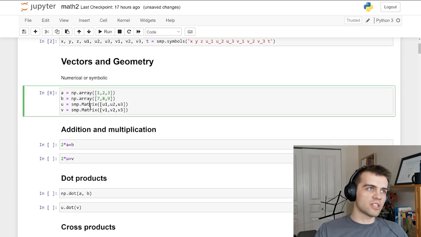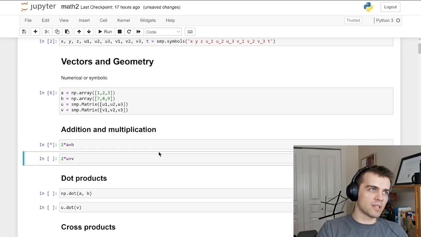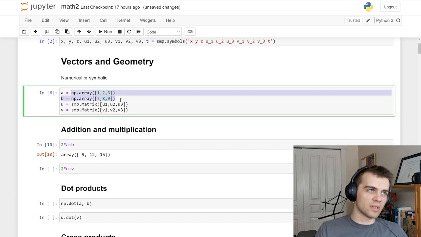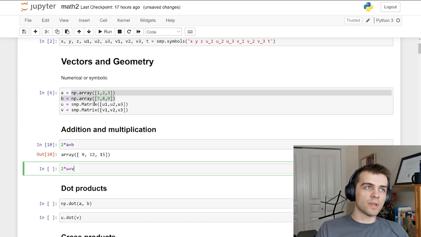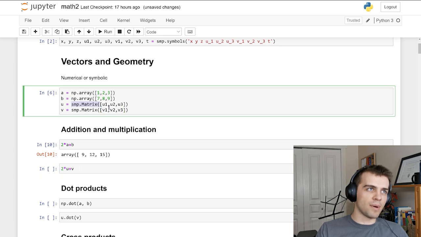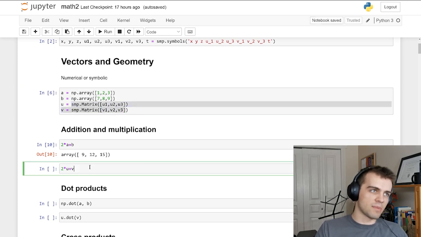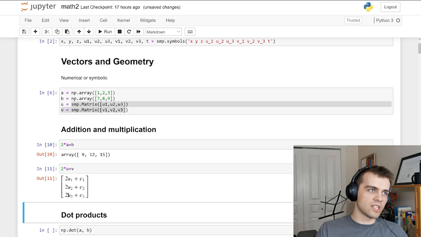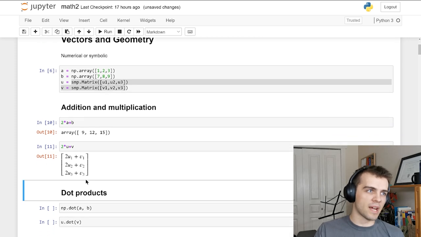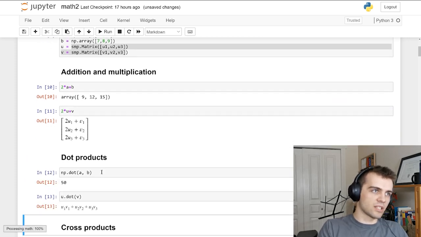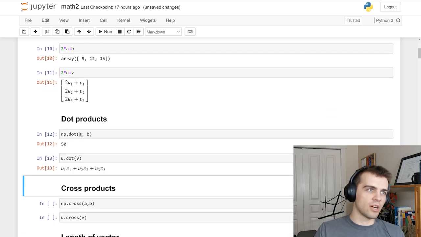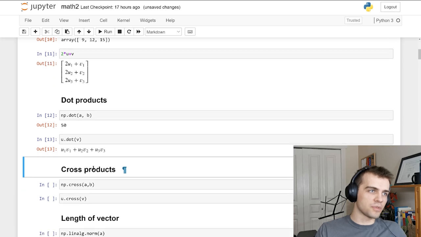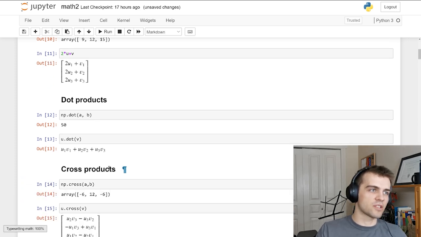Of course, vector addition and stuff is pretty simple, like 2 times A plus B, that'll just do what you would expect with these two vectors. 2 times U plus V, these are also the SymPy versions, or the symbolic, and it will do the same sort of thing, returning, of course, the symbolic version of the vector that you expect. Same thing, of course, with things like dot products, right? Here I take the dot product A and B, and U dot V is, of course, the formula that you're used to. And cross products as well.